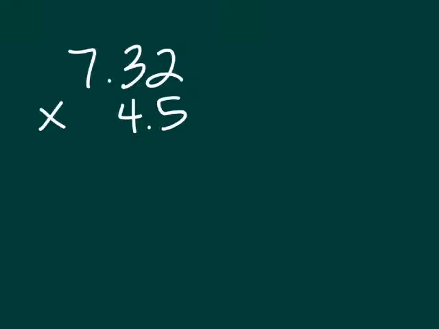Just look at your whole numbers. So 4 times 7 is 28. So I'm just going to put that over here in the corner. It's kind of a reminder of what our answer should be, sort of close-ish to. At least it should be a 2-digit number in front of the decimal. Okay?